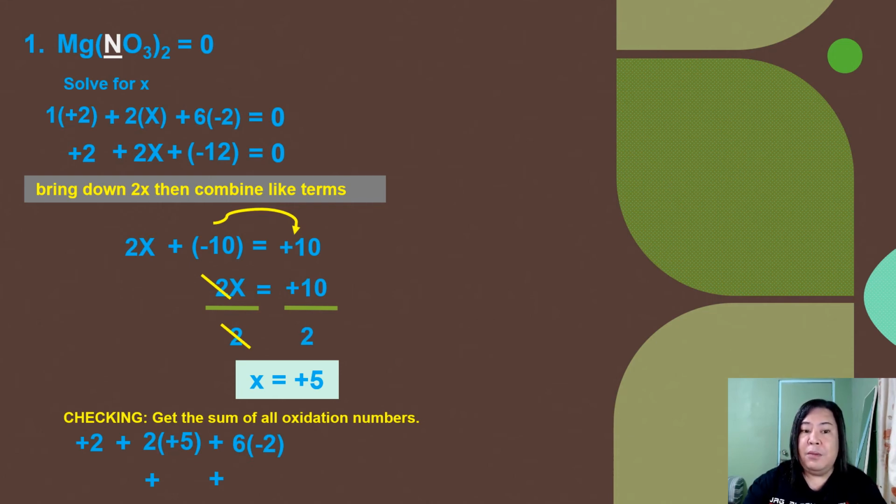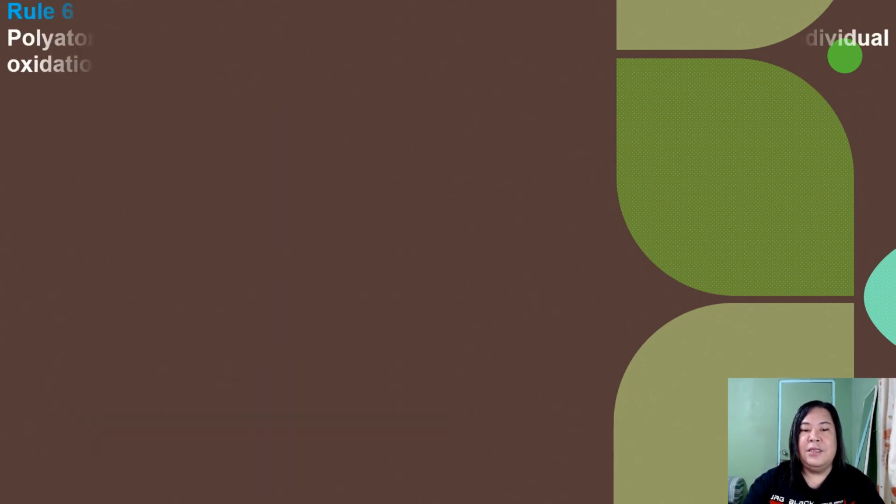And then same with oxygen. The number of atoms of oxygen is 6. Then you will multiply by negative 2. And this is equal to 0. And then this is positive 2. 2 times 5, that is 10. Positive 10 plus negative 12. Then positive 2 plus positive 10, that is positive 12 plus negative 12. And then you will get 0. Okay, then your answer is correct.